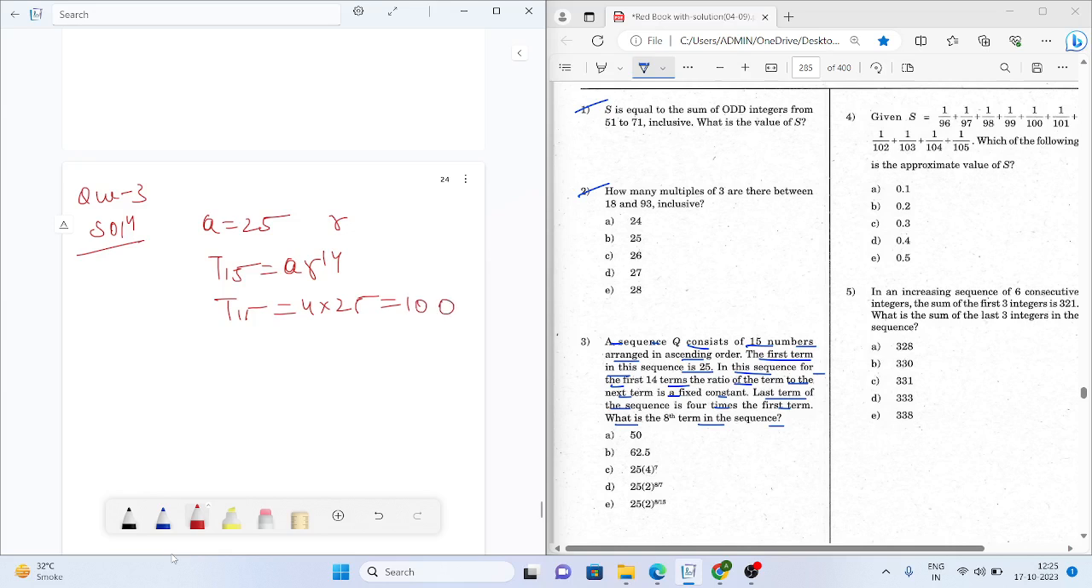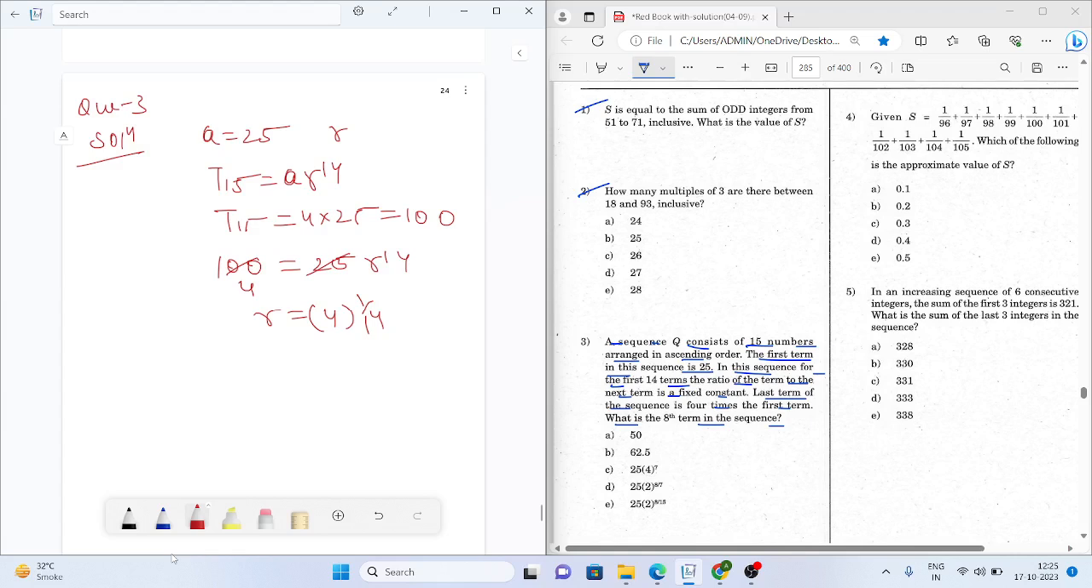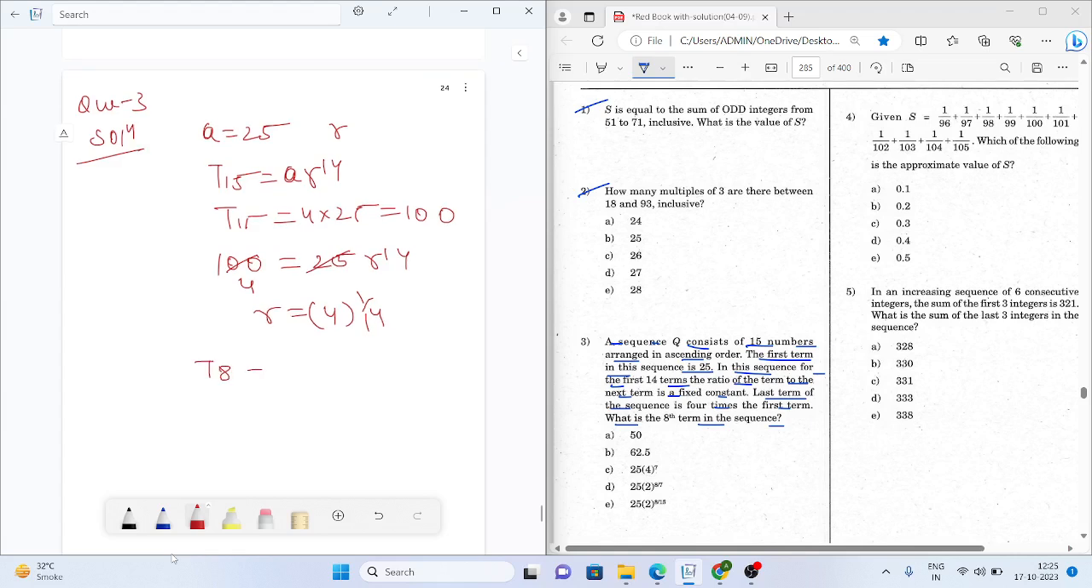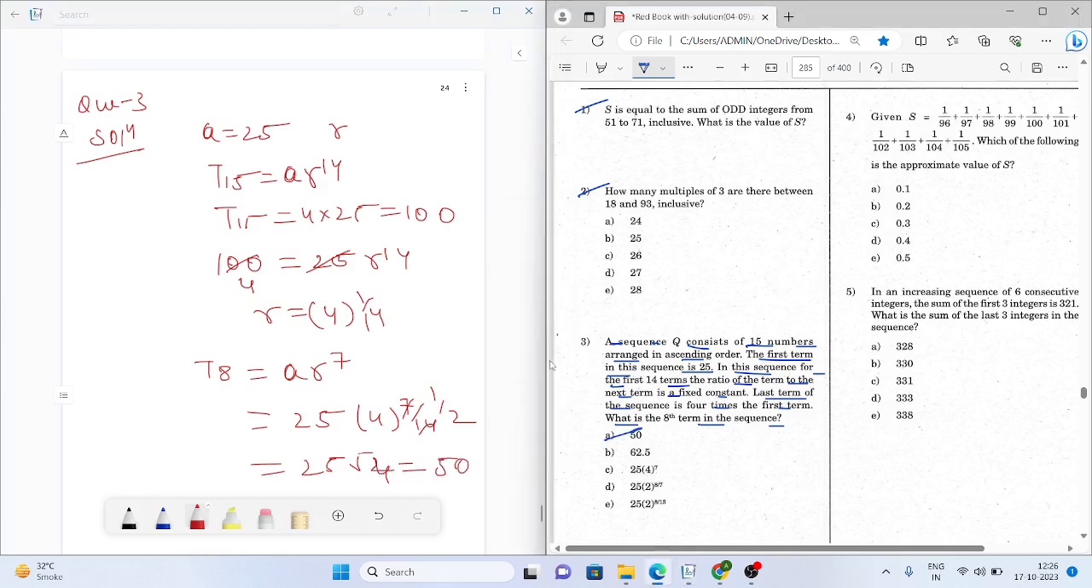So if you put 100 equal to 25 r to the power 14, you get r equal to 4 to the power 1 by 14, right? Leave r as it is. So the 8th term is ar to the power 7, a is 25, r is 4 to the power 7 by 14. From here you get 25 root 4, which is nothing but 50. So the answer is 50. Done.